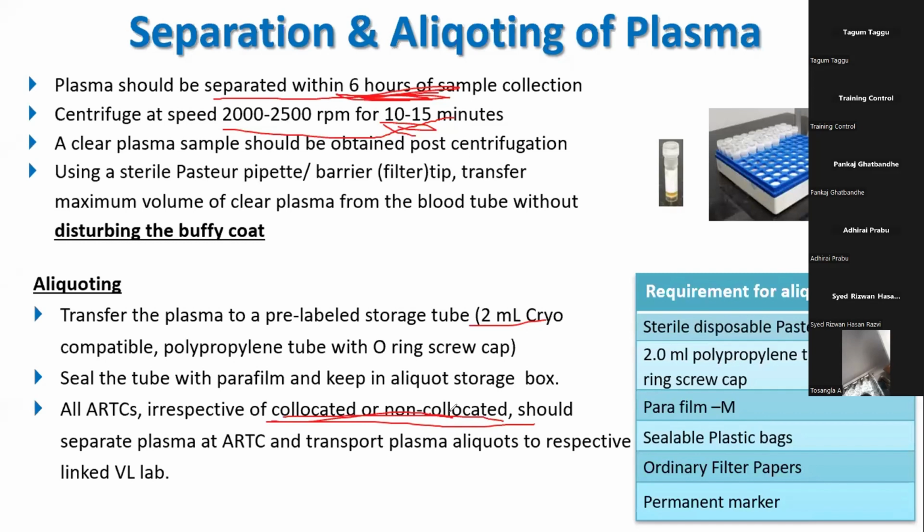Previously, the practice was that most of the co-located centers were sending the whole blood to the viral load lab, but according to the latest norms and policies, all the ART centers, either co-located or non-co-located, have to separate the plasma, process the blood, and send only plasma to the viral load labs. No one is supposed to send whole blood.